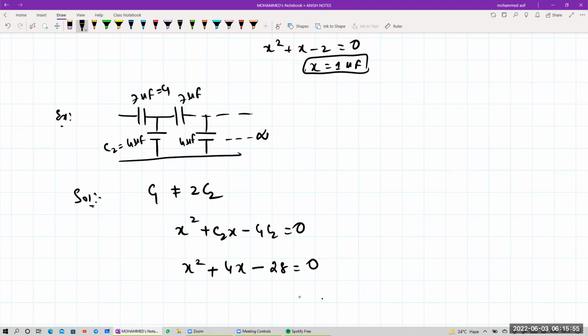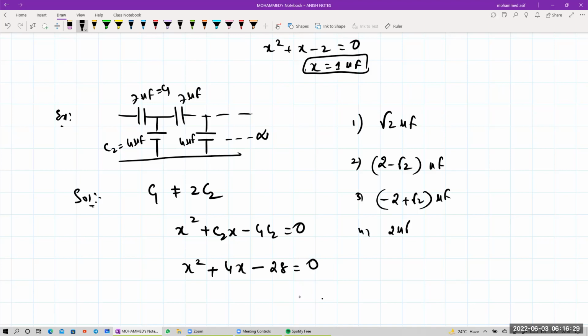What does it come to? I'll give the options. Number 1, root 2 microfarad. Number 2, 2 minus root 2 microfarad. Number 3, minus 2 plus root 2 microfarad. And number 4, 2 microfarad. It's a quadratic equation, right? Yes, sir. One minute.